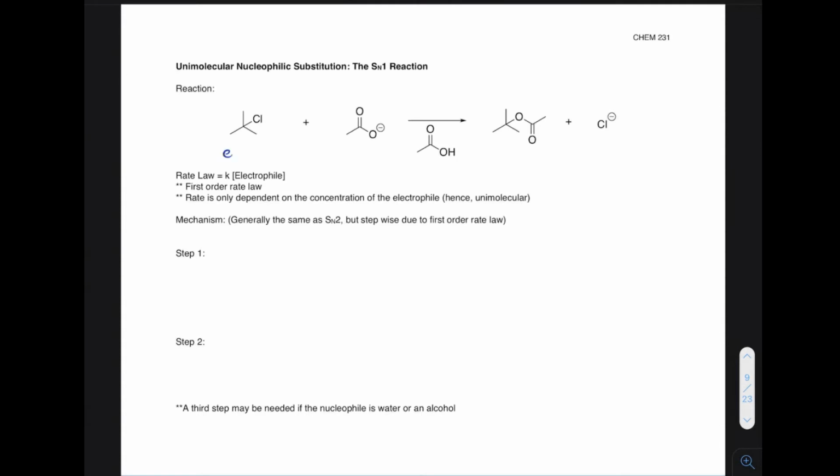Remembering that this is our electrophile, and this is our nucleophile. And so when we're looking at the mechanism, we have two steps, typically. For the first step, we just have the electrophile here. What happens is the leaving group, chlorine, leaves on its own, without any intervention from the nucleophile.